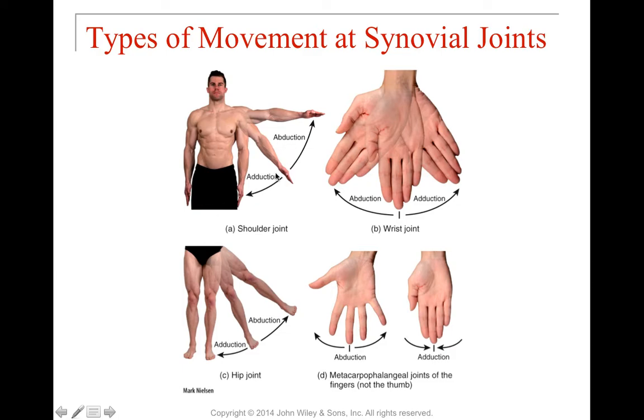So with the shoulder, abduction would be raising your arm, and lowering it would be adduction. With the wrist, abduction would be bending it away from the body, and then adduction would be bending it back towards the body if you were in anatomical norm. Same thing with the hip joint, abduction away from body, adduction back in.